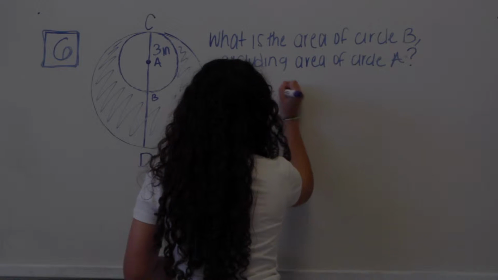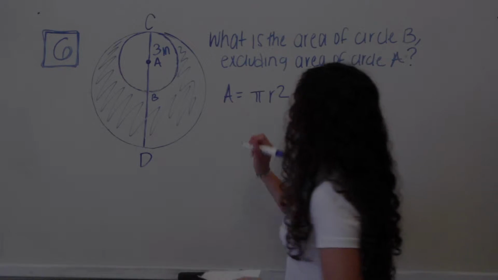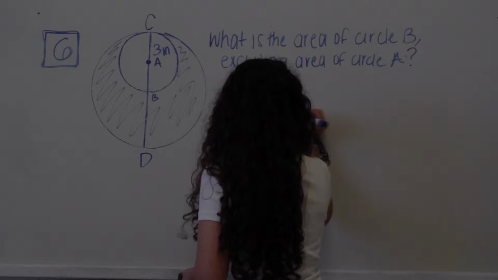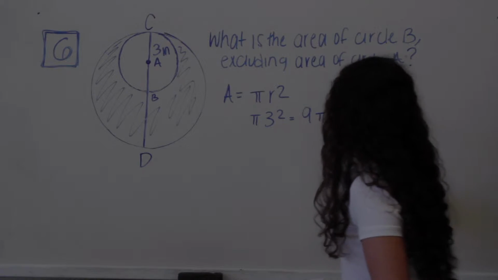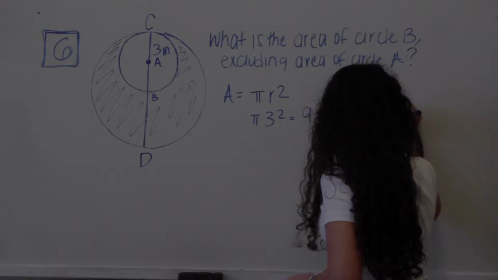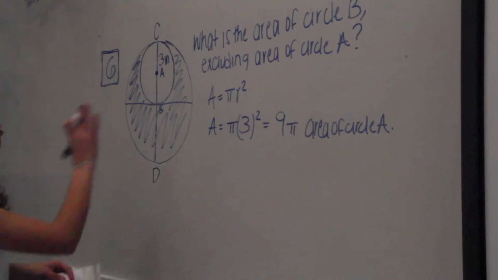pi r squared. Right, so you're going to replace the r with 3, so it's going to be pi times 3 squared, which is 9 pi. Right, this is the area of circle A.